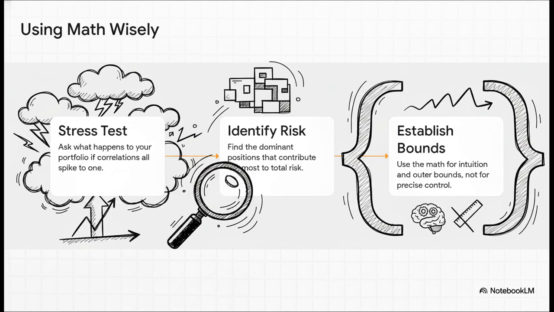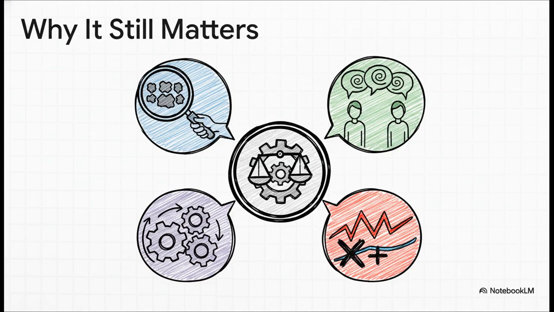So the smart way to use this math is to ask the really tough what-if questions before the storm hits. Instead of just blindly trusting the model's output, you have to push it to its limits. You have to ask, what happens to my money if everything goes wrong at the same time? This helps you find the weak spots in your portfolio and gives you a much better gut feeling for the real risks you're taking. And that is why, despite all its flaws, portfolio math is still absolutely indispensable.